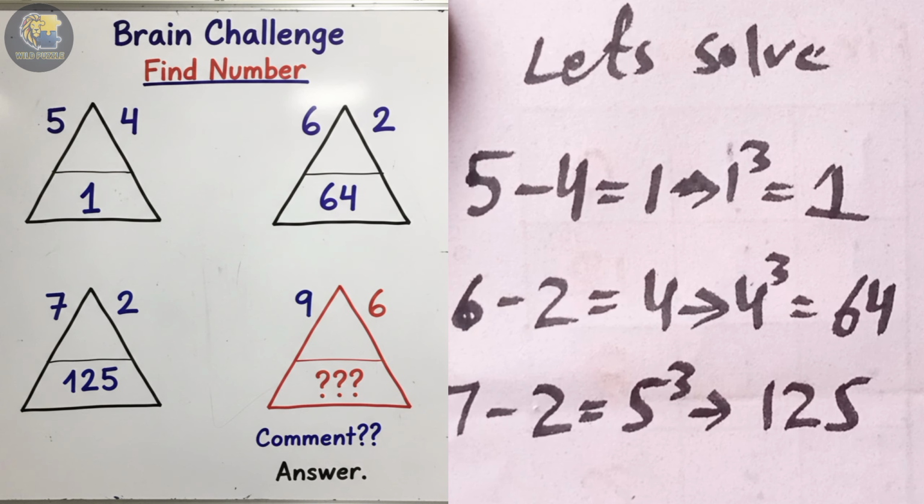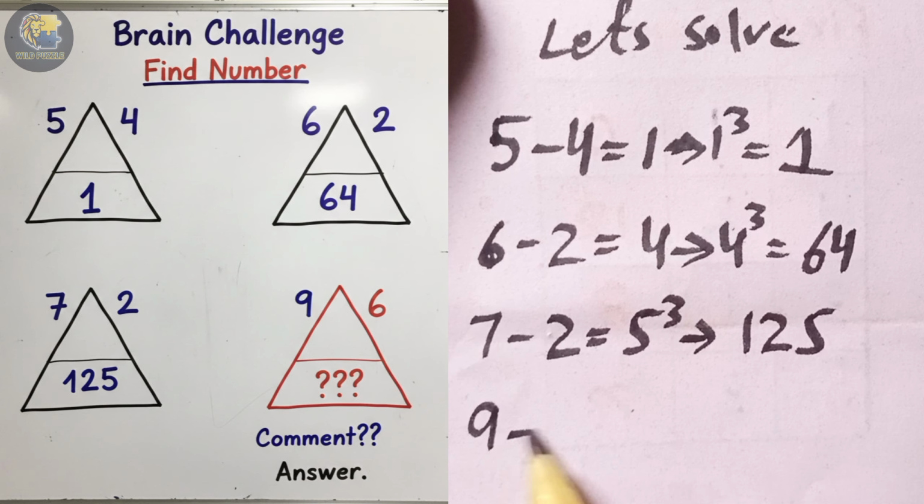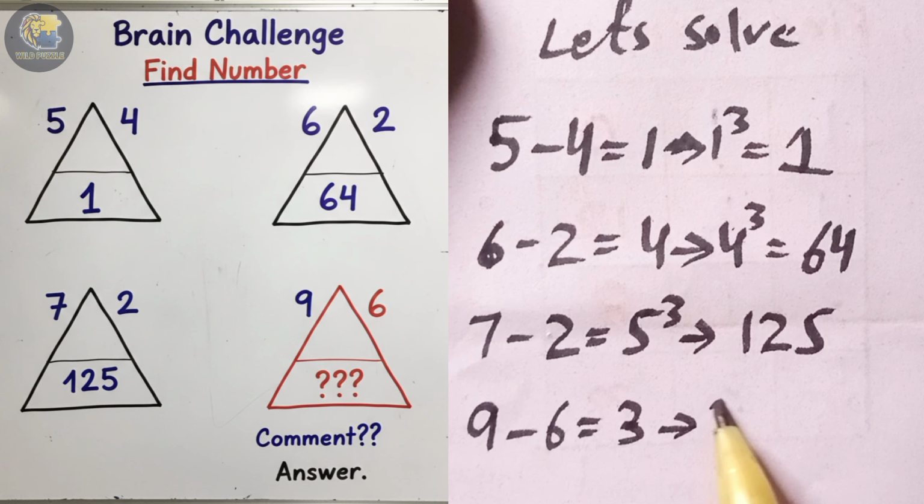Now using the same pattern, we find the missing number in the fourth triangle. 9 minus 6 equals 3. Cube of 3 is 27. So the missing number is 27.